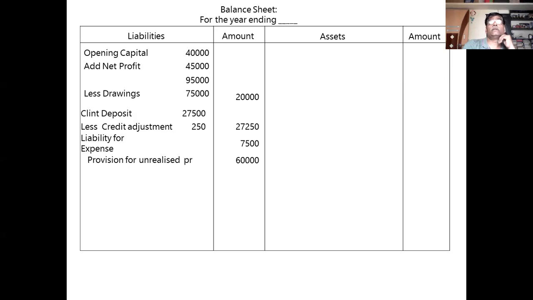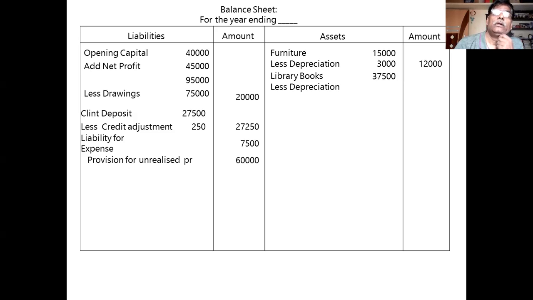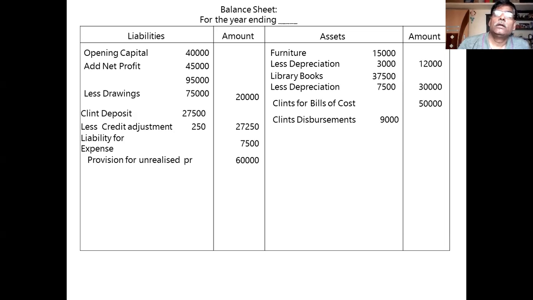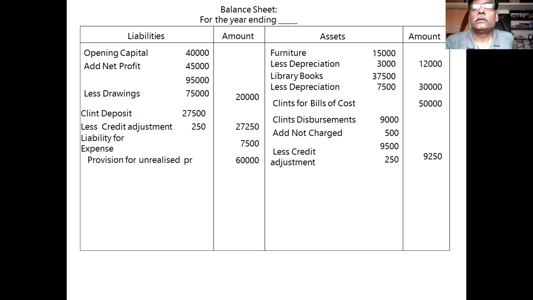Provision for unrealized profit is 60,000 in the income and expenditure account. Then furniture, you take 15,000 less depreciation. The next is library book, take and less depreciation. The next is client for bill of cost: client disbursement 9,000, add not charged 500. Then less credit adjustment 250. Balance is 9,250. Clear?